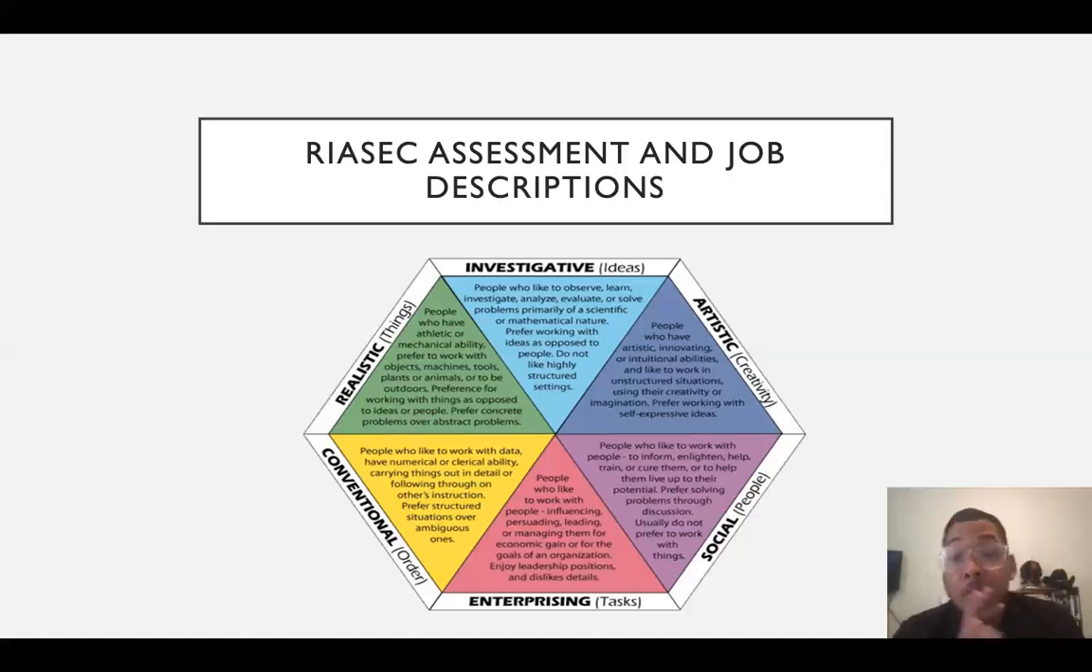The next category is pretty straightforward, and I think it's pretty easy to identify. Artistic. Some values from an artistic point of view are independent, non-conforming, and self-expressive. Some potential competencies are creativity, imagination, artistic ability, and some work environments and work activities would be creating artwork or performing.